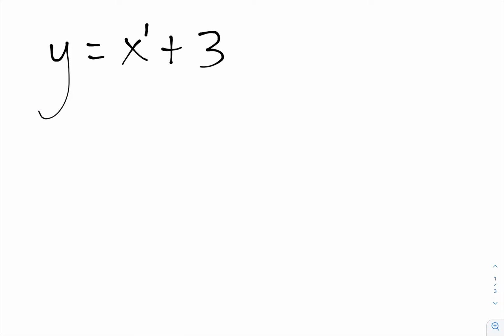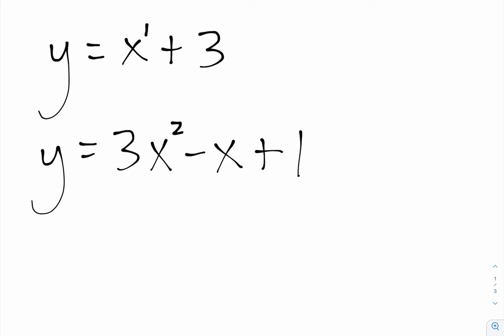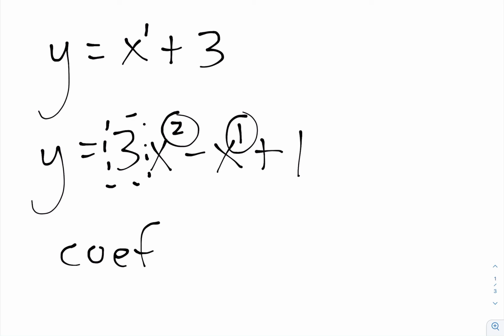Some other examples might be 3x to the power of 2 minus x plus 1. So this is also a polynomial function. Okay, so the exponent on the x here is 2. There's an imaginary exponent of 1 on this x, and there's just a constant 1. And this 3 in front of the x squared, that's called a coefficient. Okay, so you spell it C-O-E-F-F-I-C-I-E-N-T. Coefficient, that's basically just the number that's multiplying into the variable x squared there. Okay, so that's the coefficient.